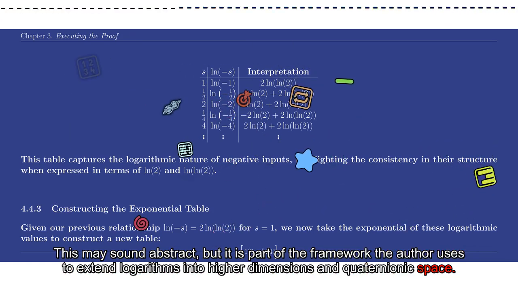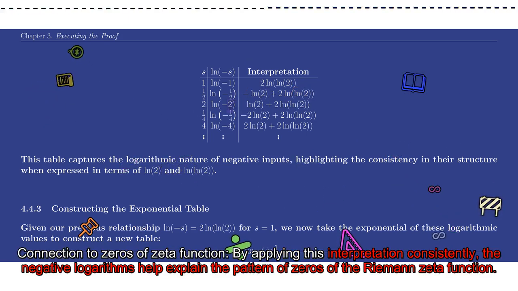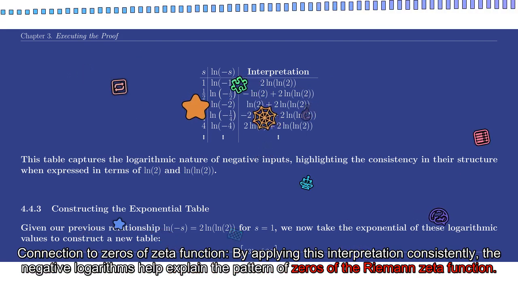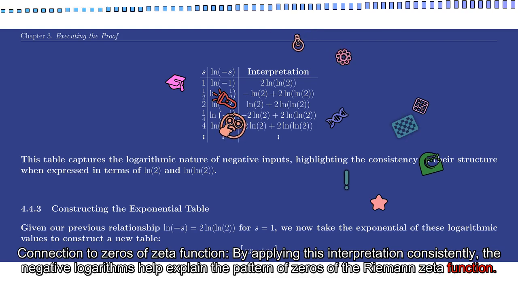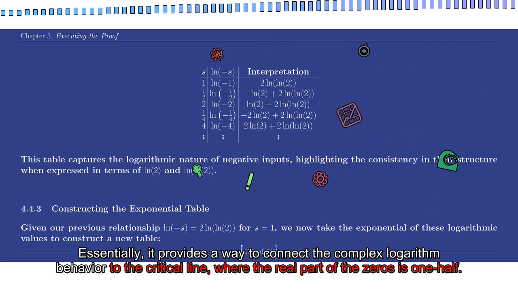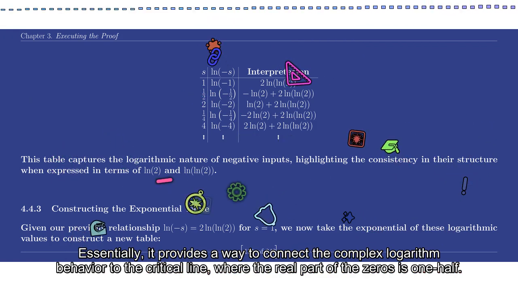This may sound abstract, but it is part of the framework the author uses to extend logarithms into higher dimensions and quaternionic space. Connection to zeros of zeta function. By applying this interpretation consistently, the negative logarithms help explain the pattern of zeros of the Riemann zeta function. Essentially, it provides a way to connect the complex logarithm behavior to the critical line, where the real part of the zeros is 1/2.